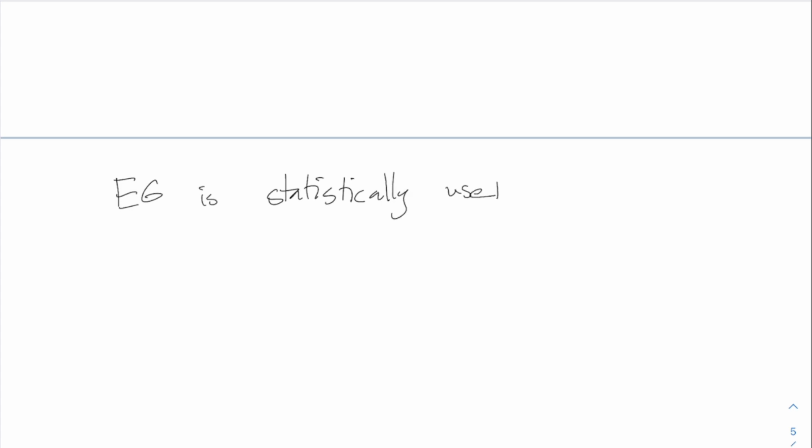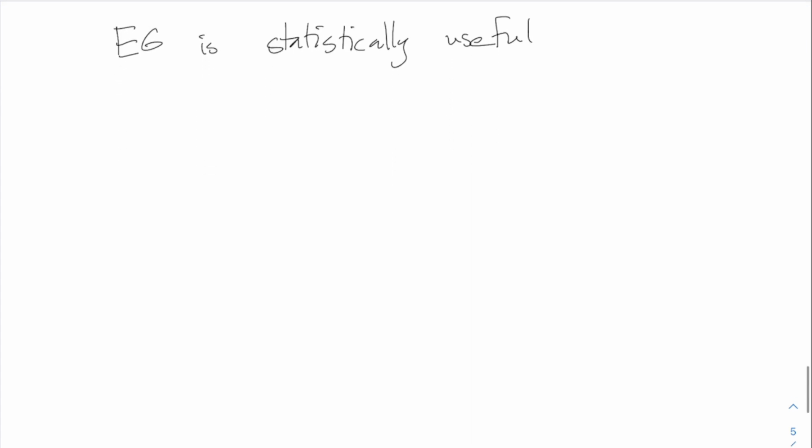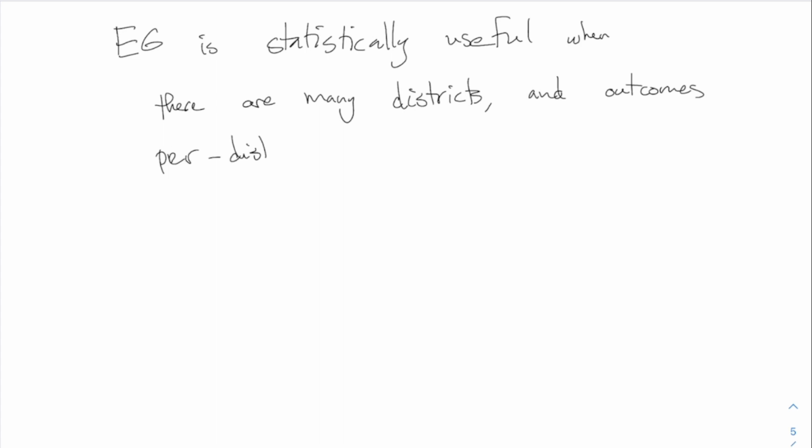This is the thing about statistics: you can do the math and get an answer, but that's not necessarily reflective of anything real that you care about in the real world. So the efficiency gap is statistically useful when there are many districts and outcomes per district are varied. These are both important in order for the efficiency gap to be meaningful.